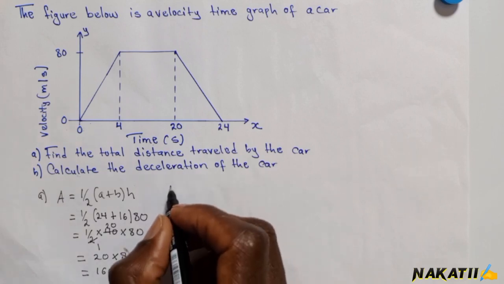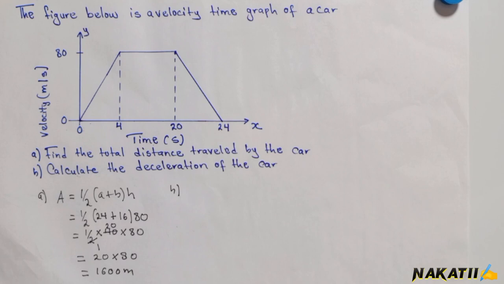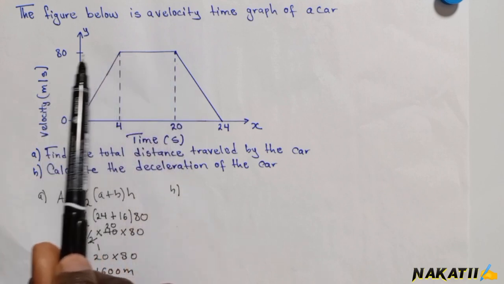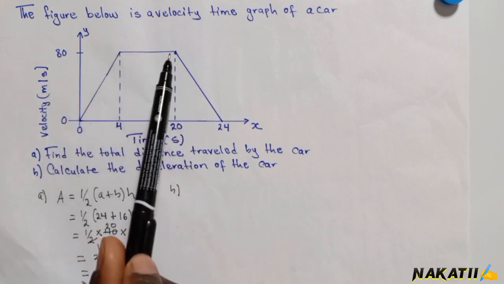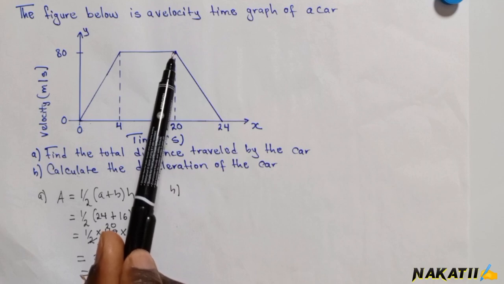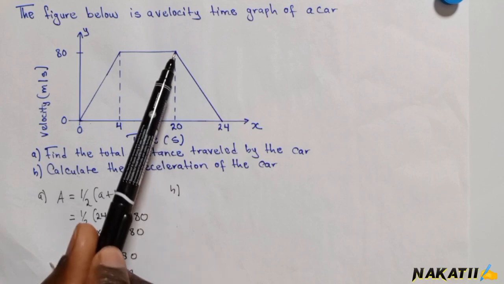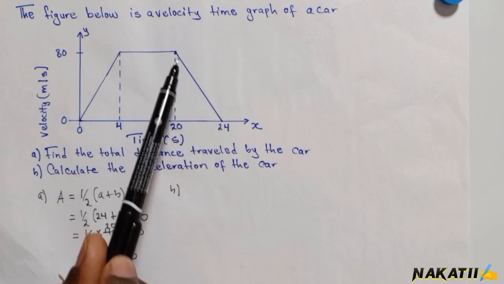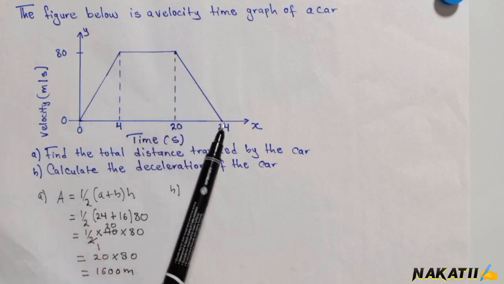Then part B of the question, we calculate the deceleration of the car. Deceleration is where the car applies brakes. It was traveling at a velocity of 80 meters per second. Then it starts decelerating. It decelerates from this point until it stops. Therefore, this is the deceleration of this car.